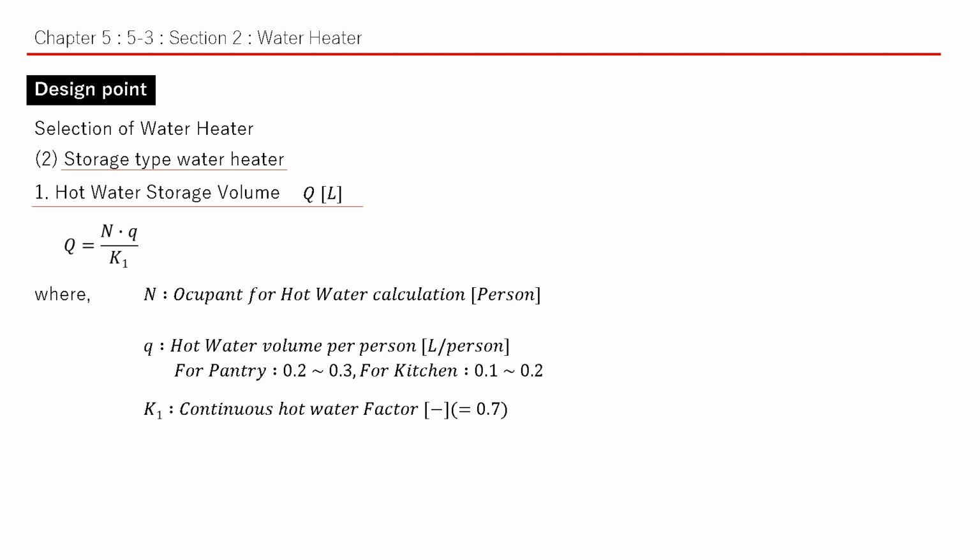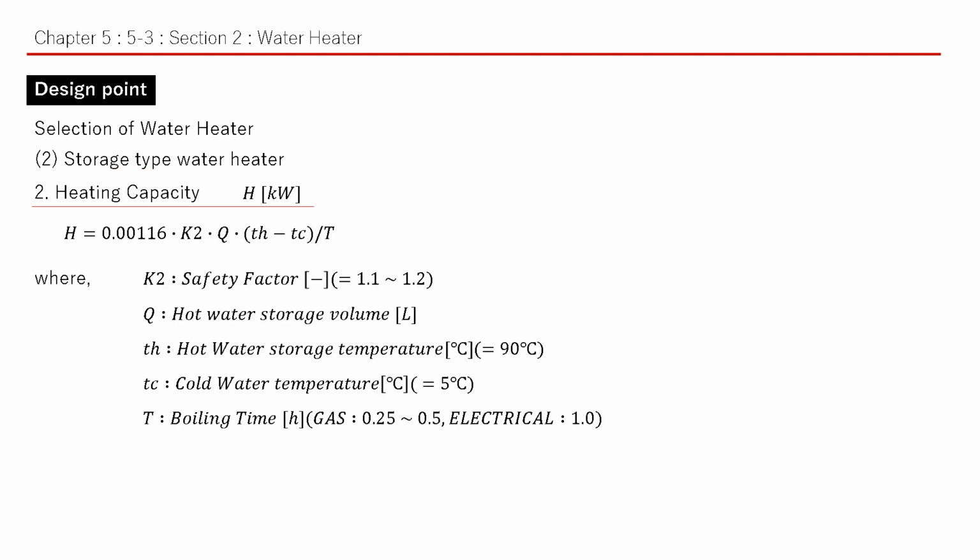We will explain the case of storage type water heater selection. The difference from the instant gas water heater is that capacity is decided from occupants. It's not from water points and other factors. N is occupants for hot water calculation. Q is hot water volume per person. K1 is continuous hot water factor. Heating capacity can be calculated based on this formula.